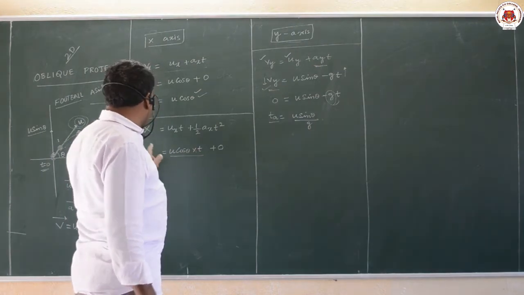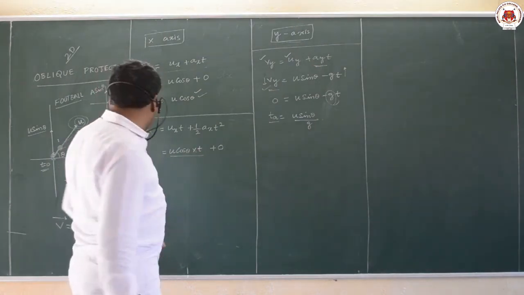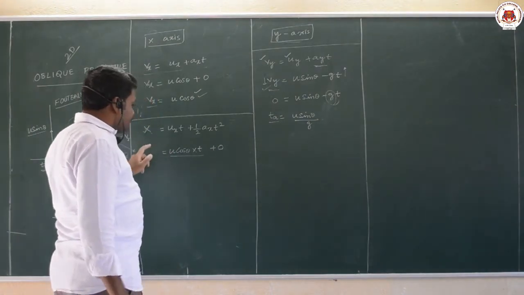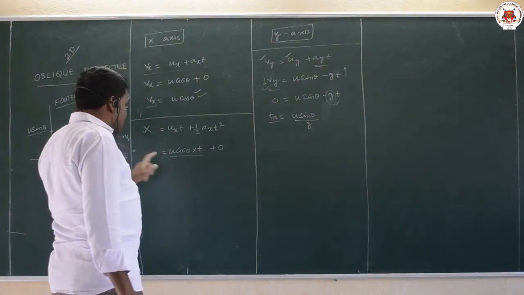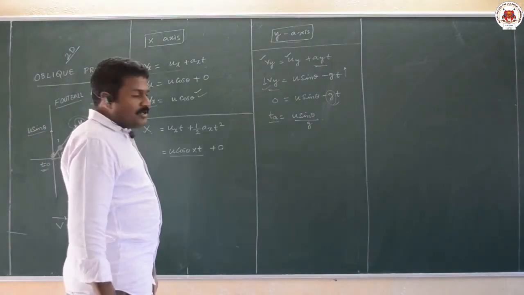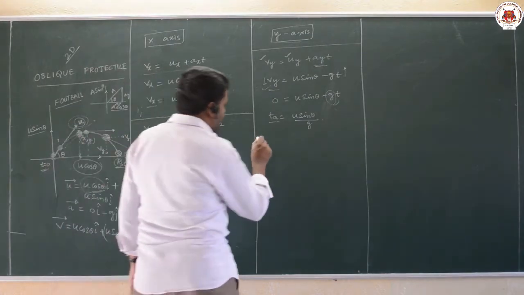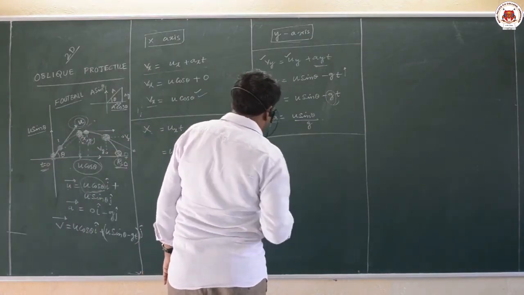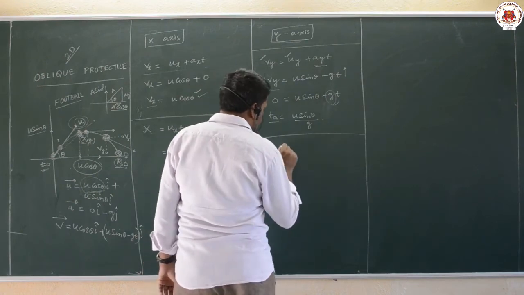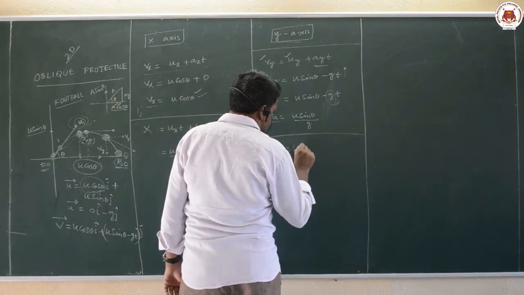At time t is equal to 0, x is equal to 0. That means it is present at the origin. After some time, the body is moving in the x axis. This is the equation for finding its position in the x axis. And next you can find it in the y axis also. How can we find it in the y axis? y is equal to uy t plus half ay t square.